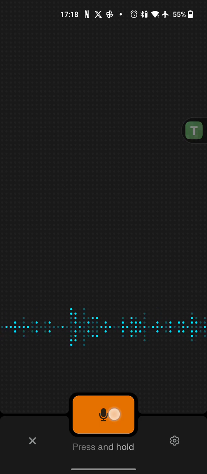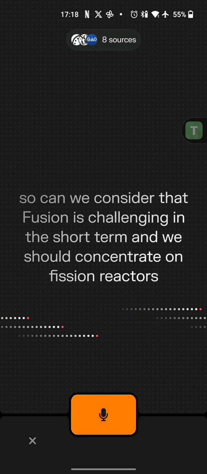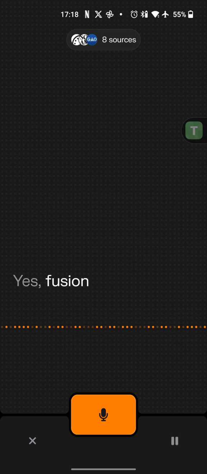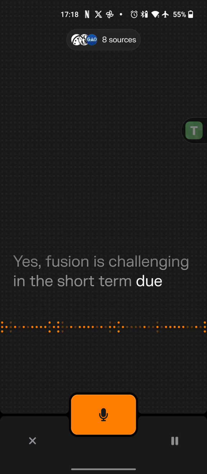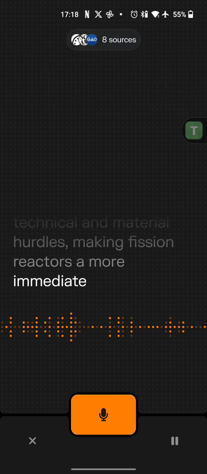So can we consider that fusion is challenging in the short term and we should concentrate on fission reactors? Yes, fusion is challenging in the short term due to technical and material hurdles, making fission reactors a more immediate focus for energy production.